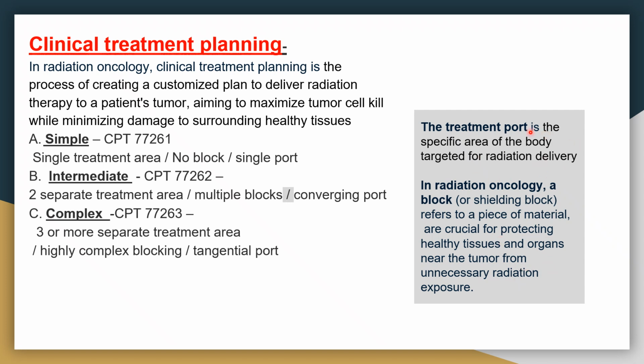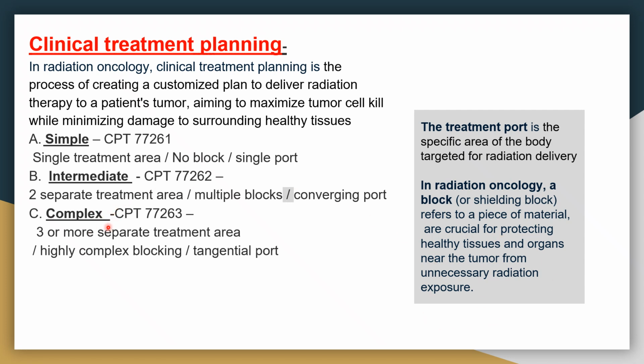So the port is the specific area of the body targeted for the radiation delivery. So wherever the cancer is, that specific area is basically the treatment port. And the radiation oncology blocks are nothing but the shielding blocks, which are made up of special material. They protect the healthy tissue and organs near that tumor from unnecessary radiation exposure.